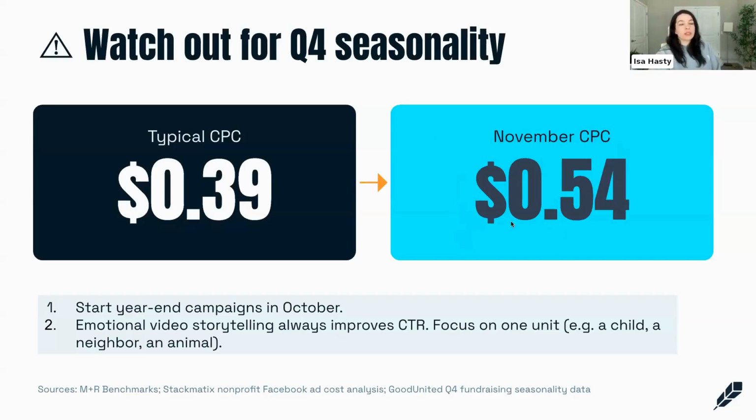For associations as well, it's a little bit different because you don't have as much of an end of year push unless you have an end of year event, right? And so your busiest pushes might be at different times than the general retail advertisers. But just keep this in mind for any end of year advertising. Starting a little bit earlier is best. So starting in October is just going to set you up for building that momentum before it gets too crazy. And then emotional video storytelling will always improve your click-through rate and improve engagement.